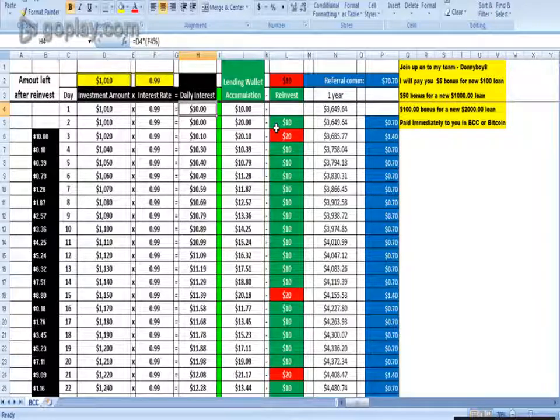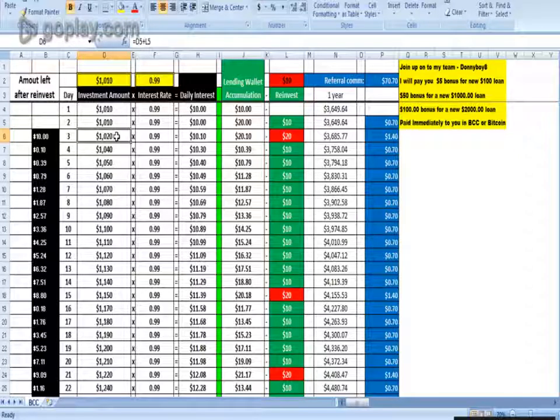It would actually be $9, just short of $10. That's why it's not showing your reinvestment. So then the next day, you would have $10 again. You would have enough to make a reinvestment.